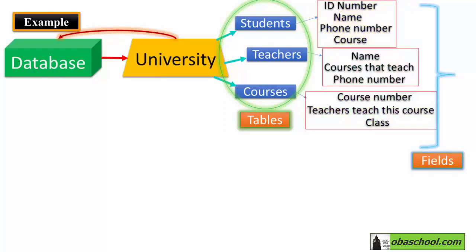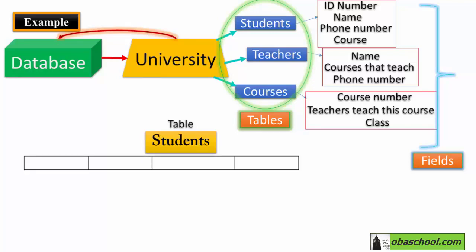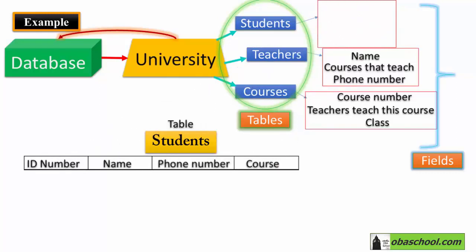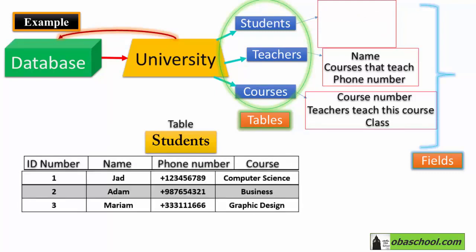Let's check how could we create this database now. First of all, we create the table and name it. Example, students table. Then we add the fields in this table in this way. After that, we will start to fill each field with the information collected about each student in this university. Example, the first data is ID number 1. His name is Jad, the phone number is written, and of course the course name.